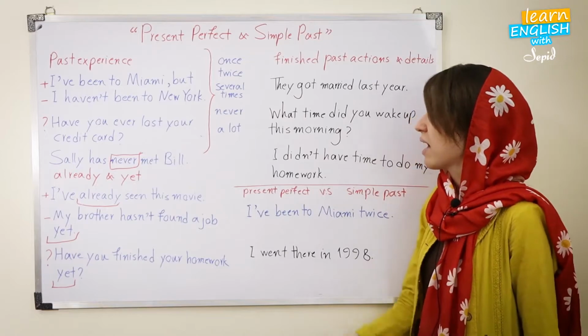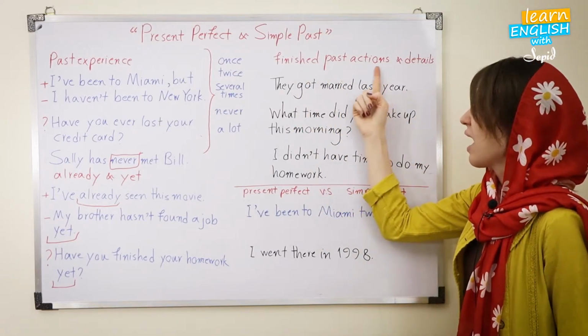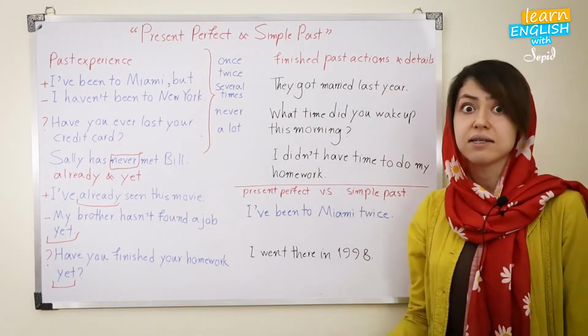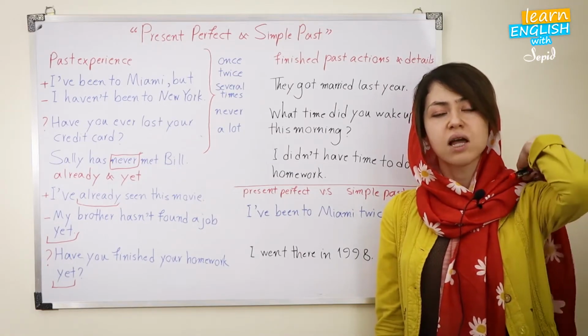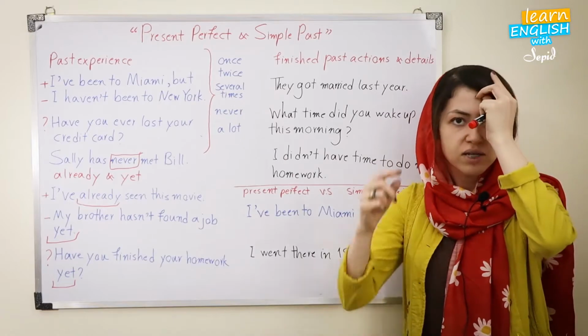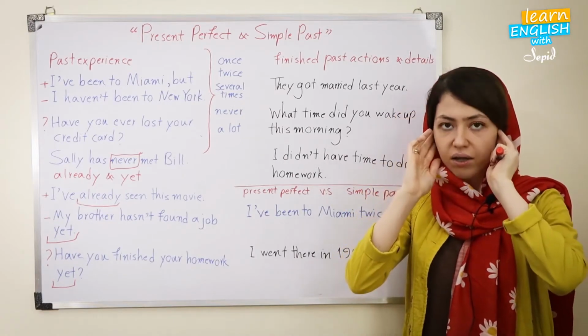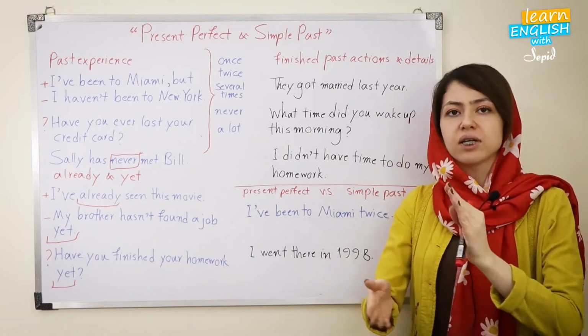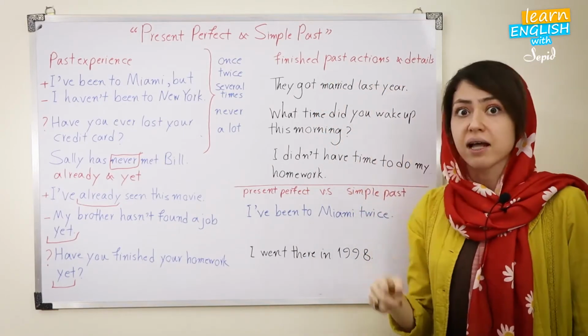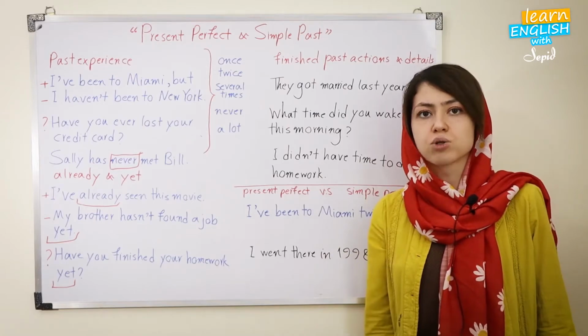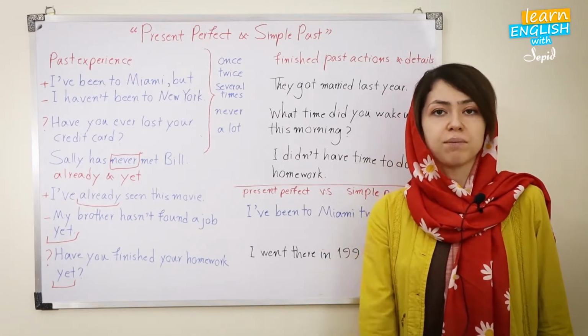Let's go to simple past, for finished past actions and details. If you want to talk about the memories, past actions, and the actions that no longer exist, so they finished in the past, we can use simple past plus details. If you are giving details to somebody, you can use simple past.